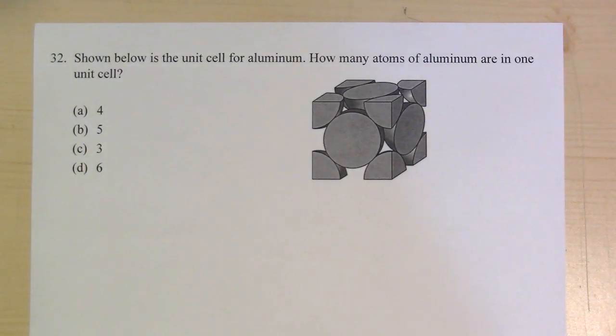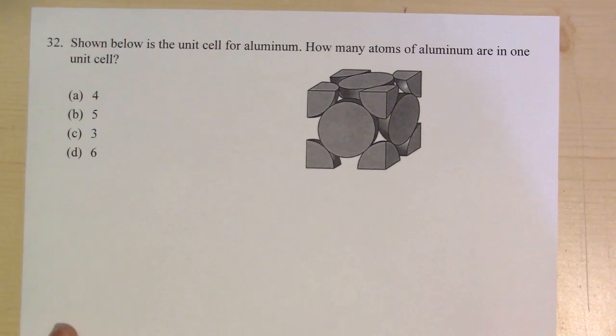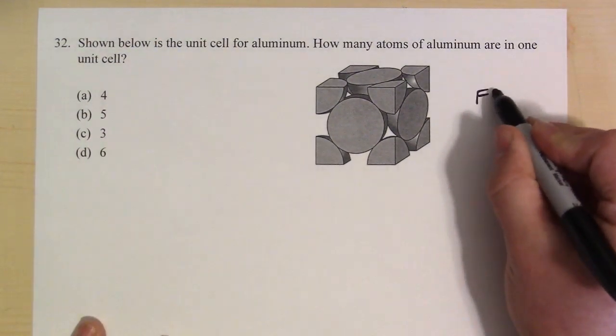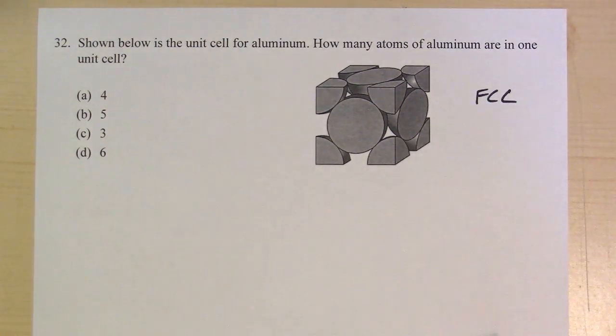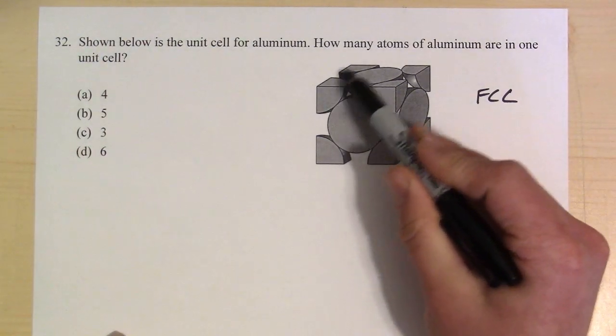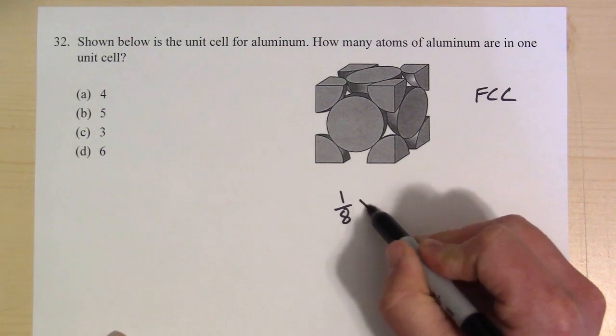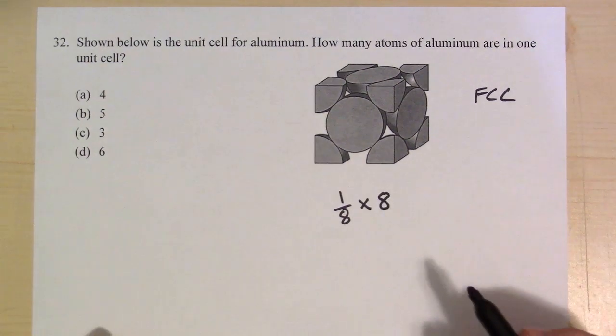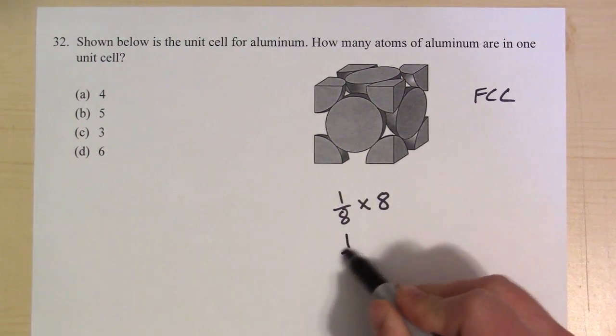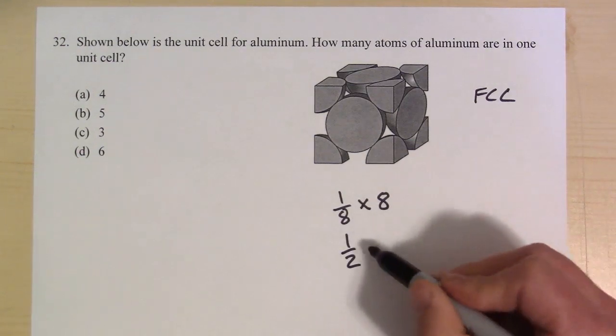Number 32, shown below is the unit cell for aluminum. How many atoms of aluminum are in one unit cell? So here we have drawn a face-centered cubic unit cell. So we have 1/8 of an atom on each corner. There are 8 corners, and we have half an atom on each face.